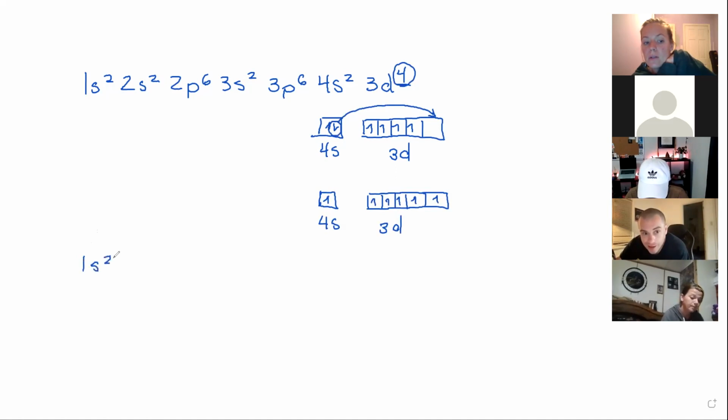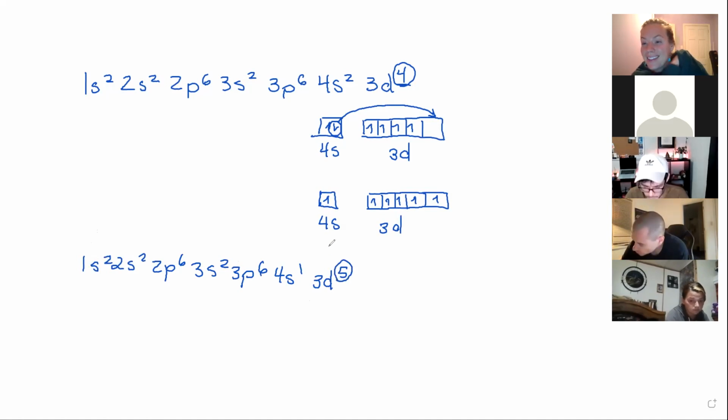Well, it's 1s2, 2s2, 2p6, 3s2, 3p6, 4s, just 1, 3d, 5. Because having 5 or 10 in that D is stable.